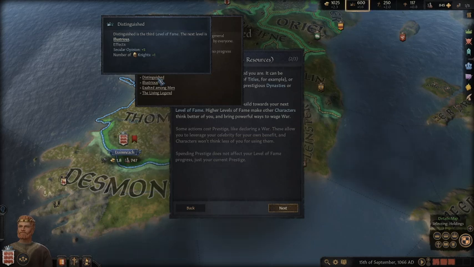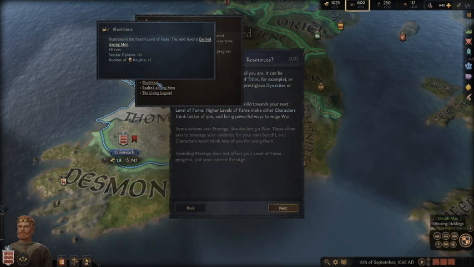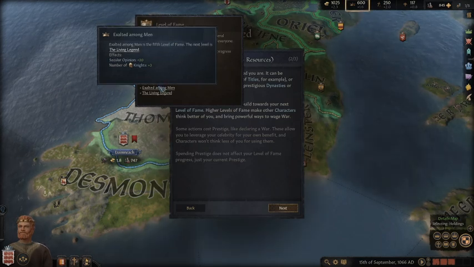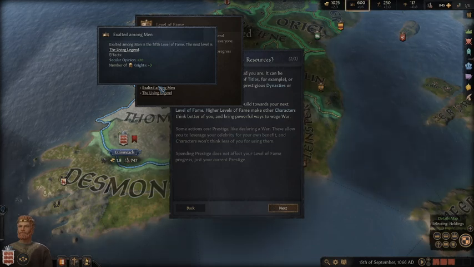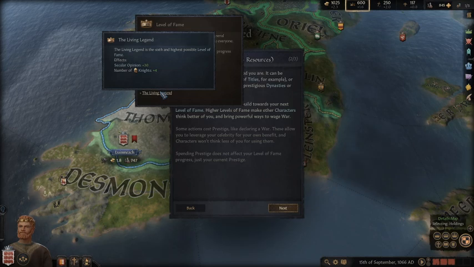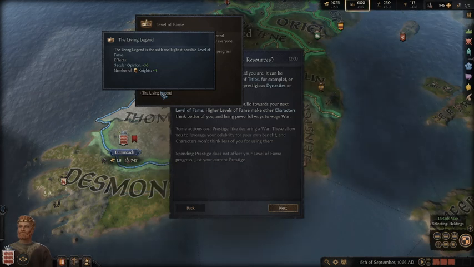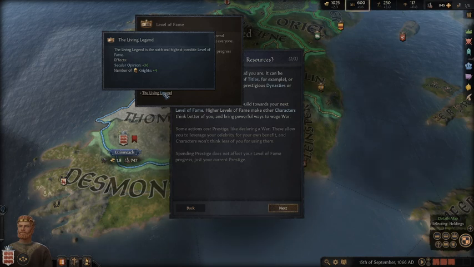Distinguished gets you secular opinion +5 and number of knights +1. Double effects for illustrious. Exalted among men gets secular opinion +20 and number of knights +3. Then as the living legend, you gain secular opinion +30 and +4 knights.